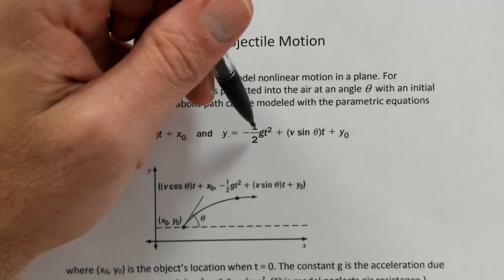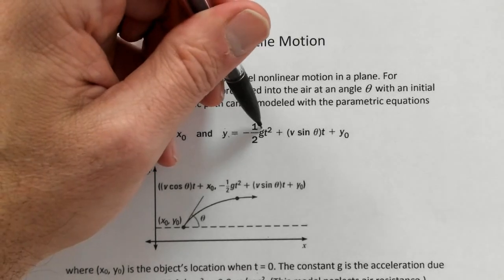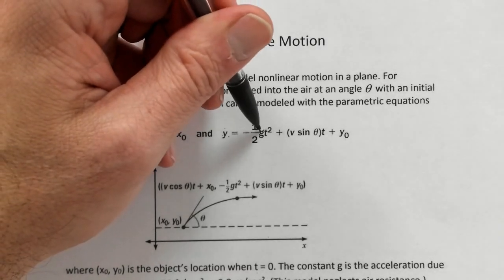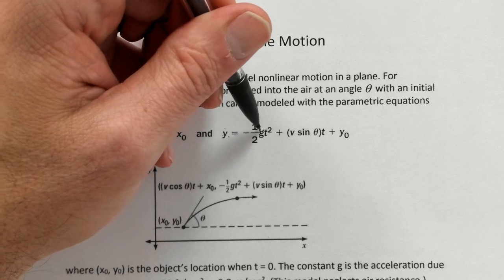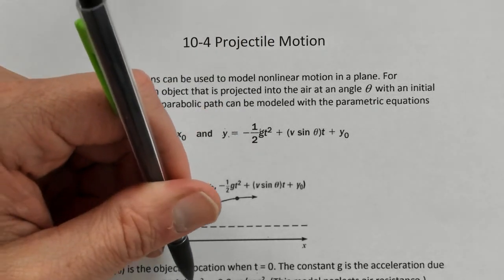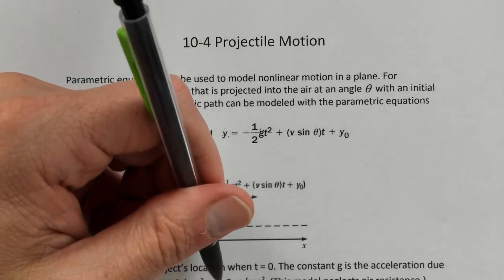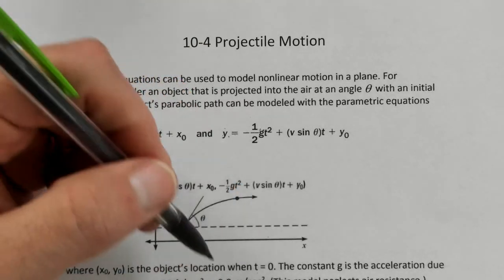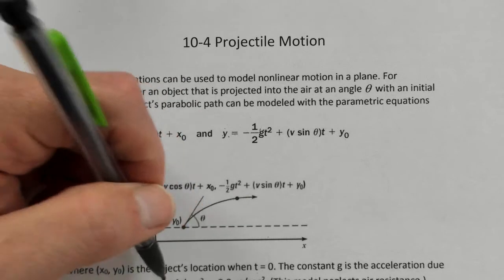Now, on the y side of it, you've got negative 1/2 g. Now, g is the constant for gravity, and that's either 32 feet per second squared or 9.8 meters per second squared. Either one.